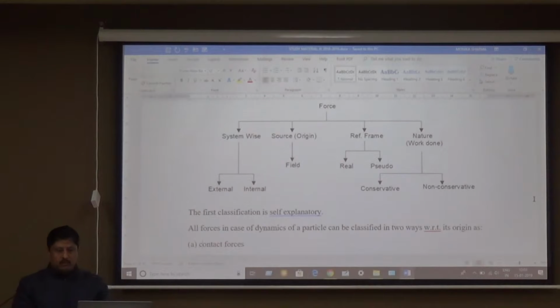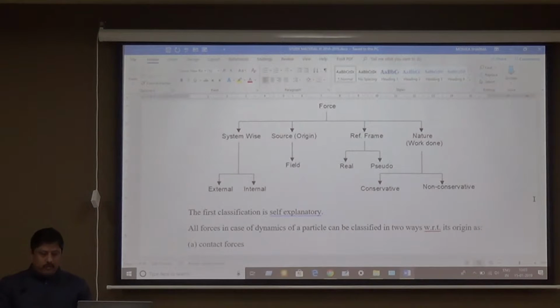In system-wise, force is again of two types, that is, one is external force and the other is internal force. The next one is source. This is field force, which will be studied after work, energy, power and rotational motion. This includes gravitational force. As you know, gravitational force is a field force. Electrostatic force is a field force.